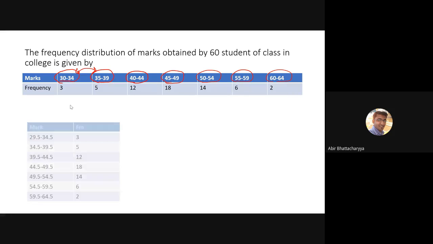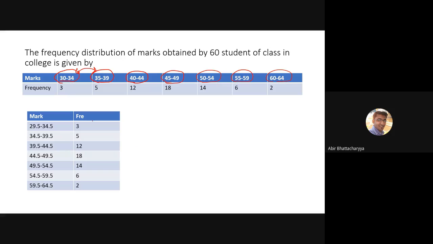How could I rearrange the class? First, for the class 30 to 34, we will find the difference between the upper limit of the previous class and the lower limit of the next class. So it is 35 minus 34. The difference is 1, so we will divide it by 2.